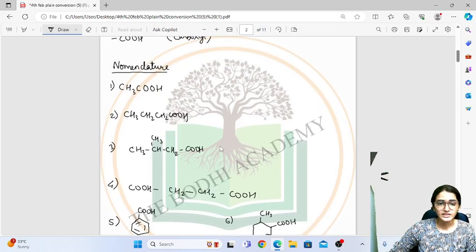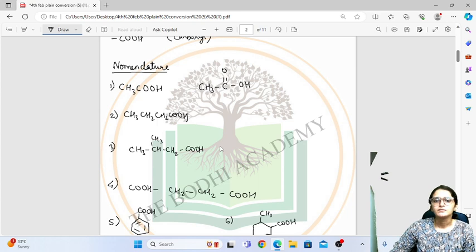Nomenclature. Let us take a simple carboxylic acid, CH3COOH. Okay, so if I write the structure, it will be CH3COOH. Here also we can see the carbonyl carbon. Now, what is the name of this? We need to find out what suffix and what prefix we have to use. Carboxylic acid is considered the highest priority group among functional groups, and that's why whenever we write the IUPAC name of a carboxylic acid, we write the suffix.